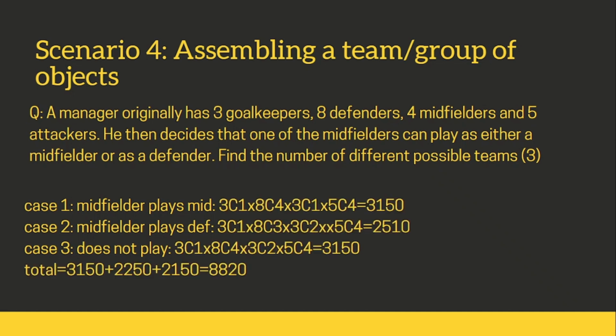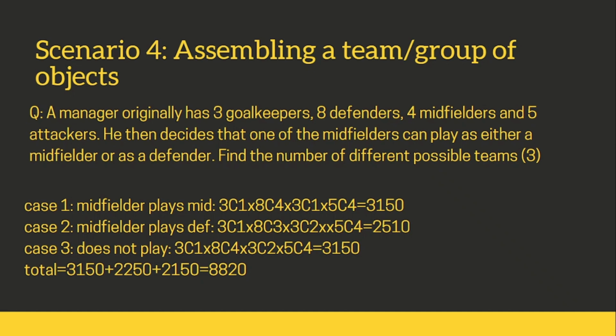So if that's the case, the first case, it's just going to be 3 choose 1 for the goalkeepers, 8 choose 4 for the defenders, 3 choose 1 for the midfielders, and then 5 choose 4 for the attackers. So I think it out. But basically, the team, there will be 1 goalkeeper, 4 defenders, 2 midfielders, and 4 attackers. So basically, when you have the midfielder, we just fix that midfielder already into the team. So that's why for the first scenario, you have 3,150 scenarios. Second case is when the midfielder plays defender.